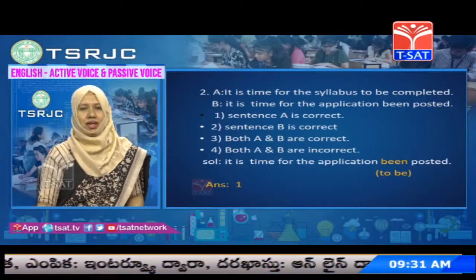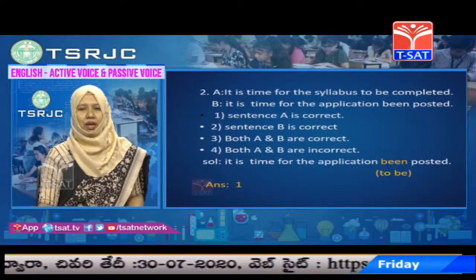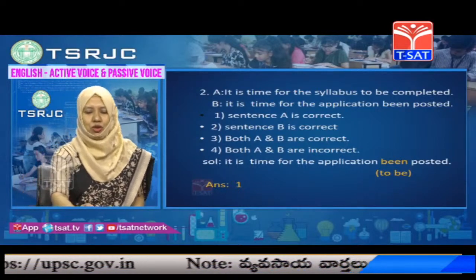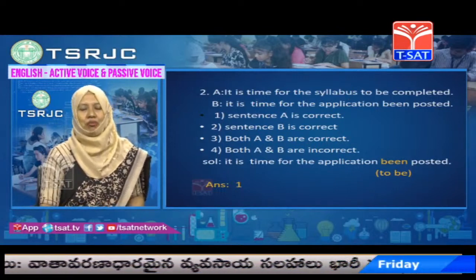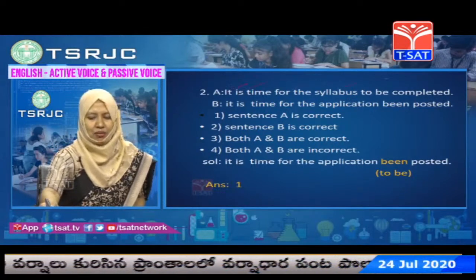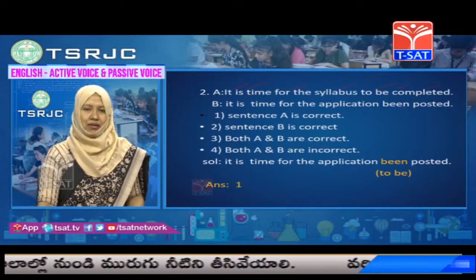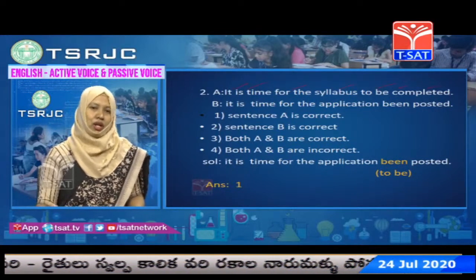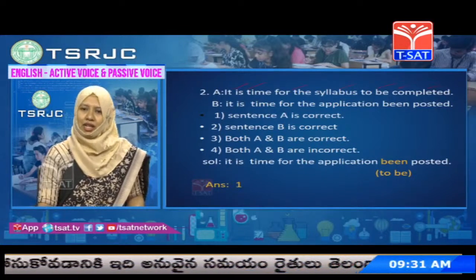Now the options: sentence A is correct, sentence B is correct, both A and B are correct, both A and B are incorrect. Now if you see, A: It is time for the syllabus to be completed. B: It is time for the application being posted. The first statement is grammatically correct. It has subject, verb and object in proper place and in correct form. If you look at statement 2B, it is time for the application being posted.